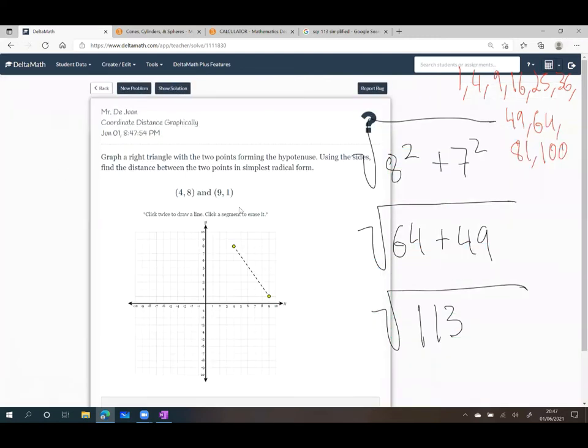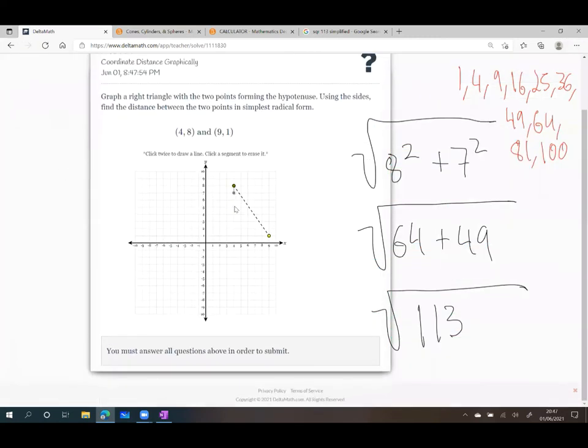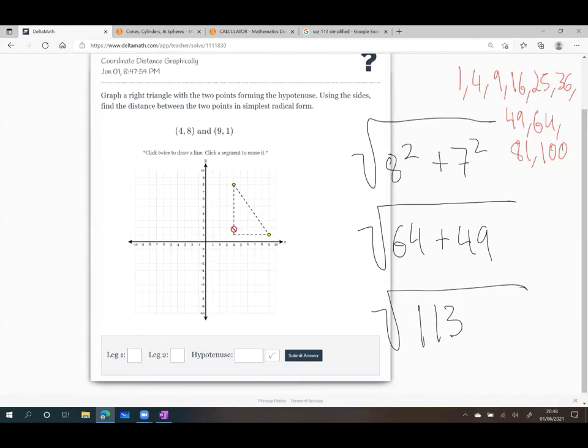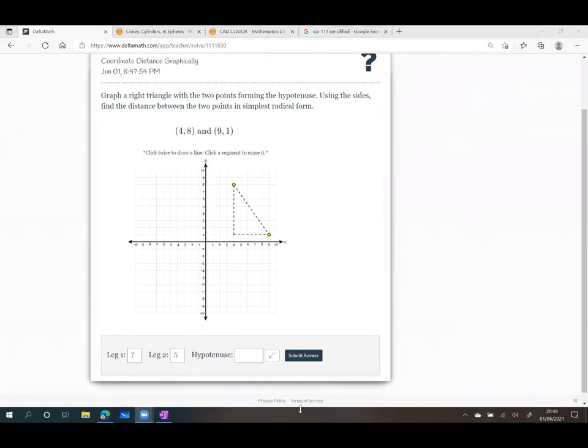These ones, I think you guys will do fine. Just remember, you must click, click, click, click. Once you have that, just count the squares. 8 to 1, that's going to be 7. 4 to 9, that's going to be 5. Use the following in order to create squares and multiply. Yes, the Pythagorean theorem in its finest.